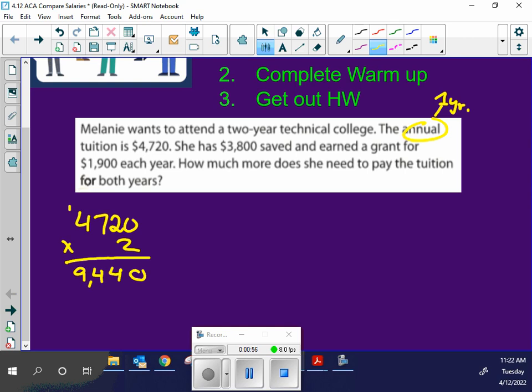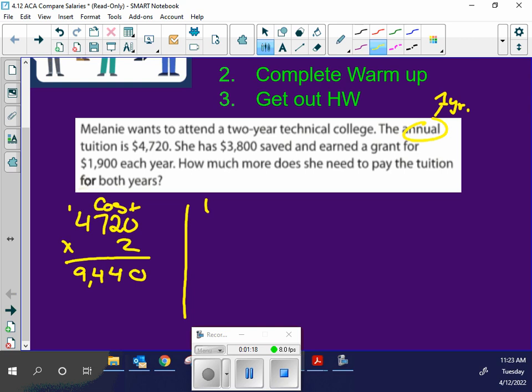Okay. Are there any other costs that we need to worry about? What other costs? That's not a cost. That's help. Okay. Are there any costs, or yes sir? 1,900 each year. That is a grant, and grant is help to pay. Okay. So that is the total cost.